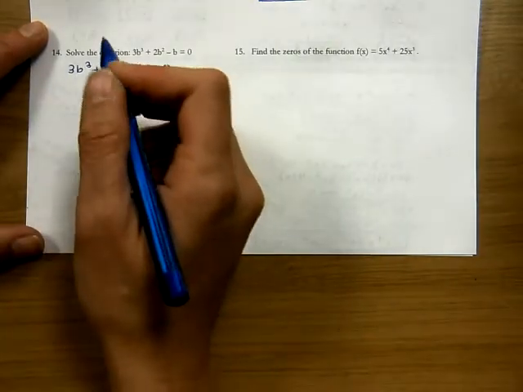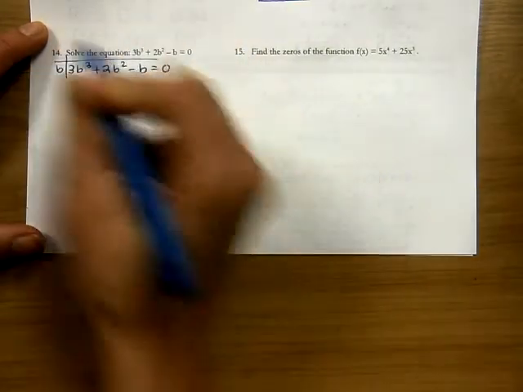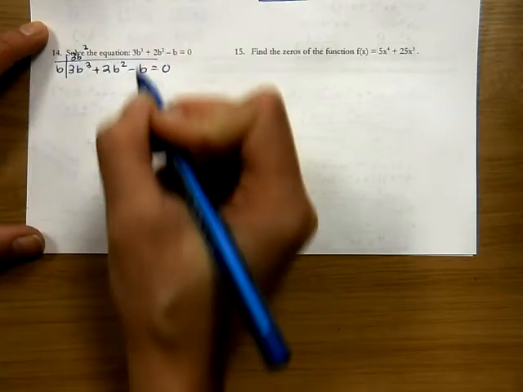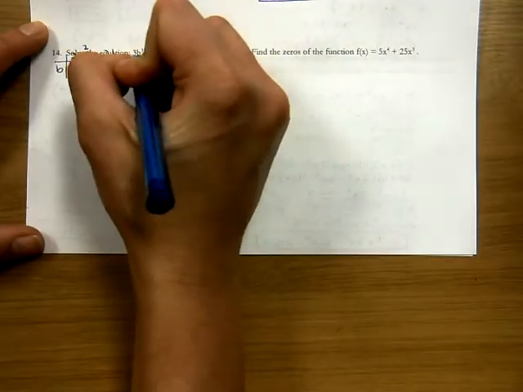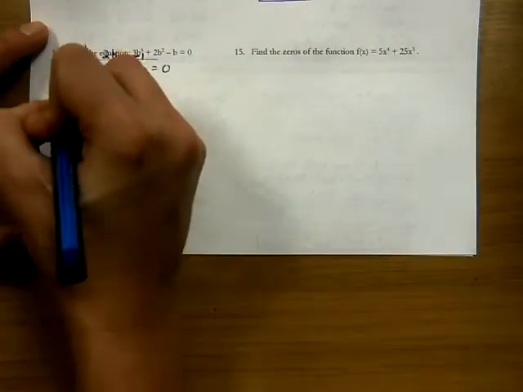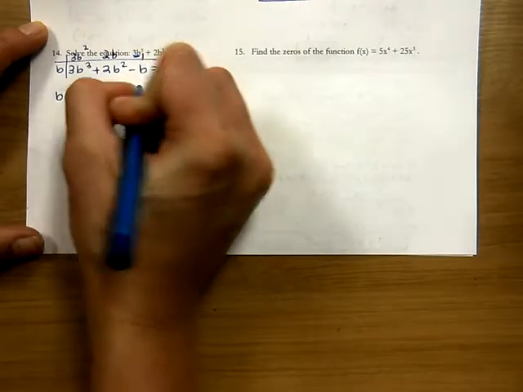First step in factoring is to find the GCF. And the GCF in this case is b. b times 3b squared gives me 3b to the third. b times 2b gives me 2b squared. And b times a negative 1 gives me the negative b. So the first step in factoring is done.